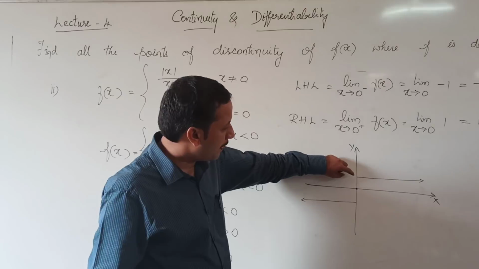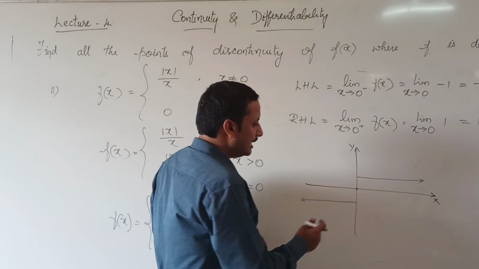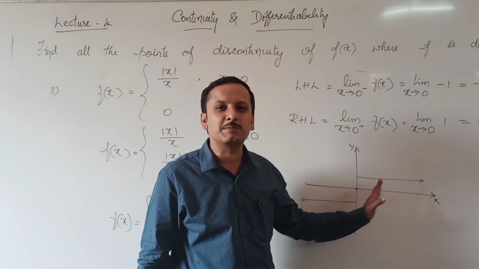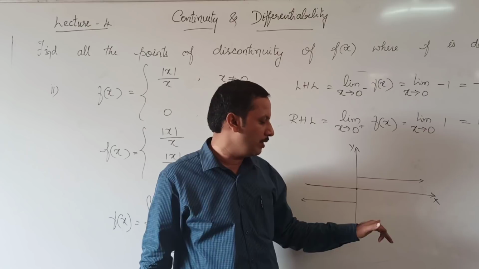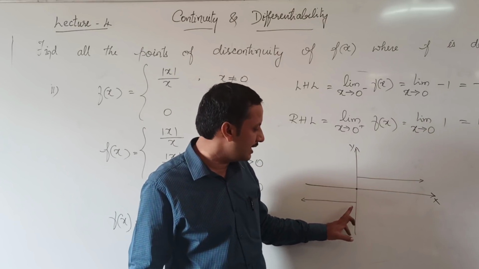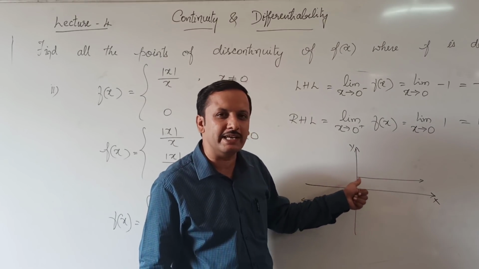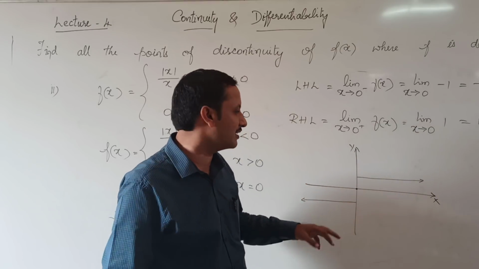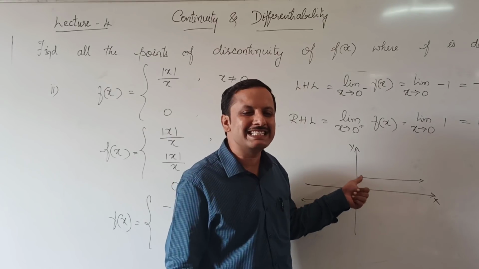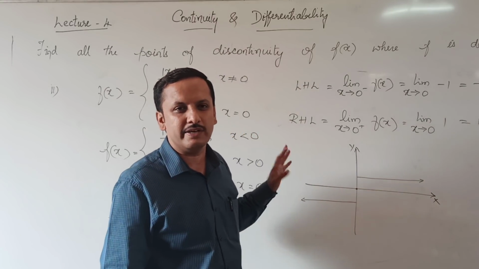So you can see at 0, it is defined as 0. And when x is positive, it is defined as 1. When x is negative, it is defined as minus 1. You can see that this line does not touch the y-axis. There is a small gap between this line and the y-axis. You can zoom in and check. Similarly, here also there is a small gap. So this is discontinuous at x equal to 0. Everywhere else it is continuous.